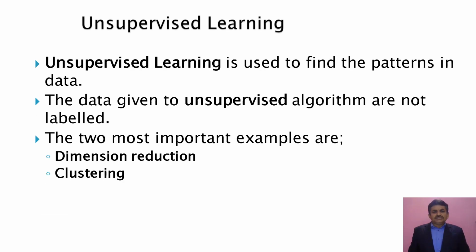This slide shows what is unsupervised learning. Unsupervised learning is used to find patterns in data. The data given to an unsupervised algorithm are not labeled. The two most important examples are dimension reduction and clustering. Thus, the major difference between supervised and unsupervised learning is that in supervised learning we have labeled data, while in unsupervised learning we have unlabeled data. Supervised learning is used for classification and regression, while unsupervised learning is used for clustering and dimensionality reduction.